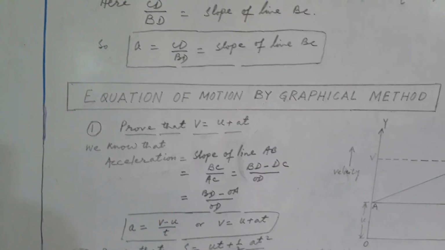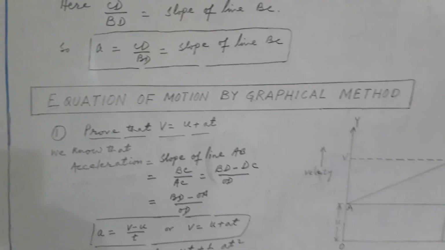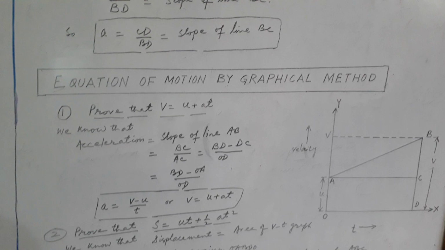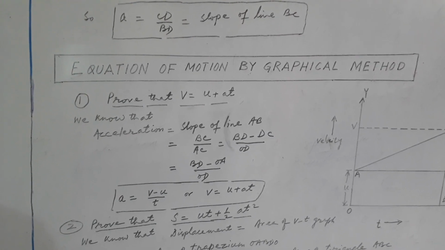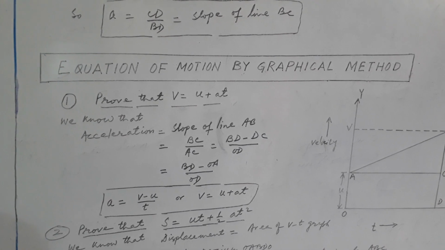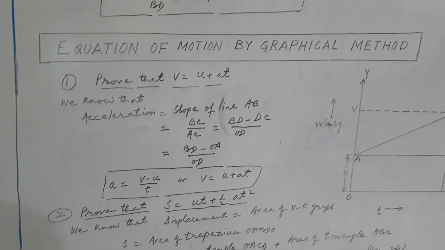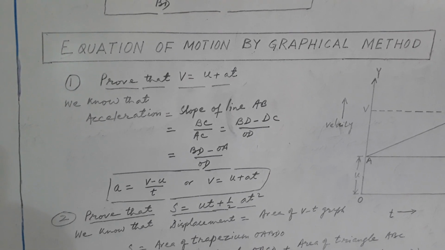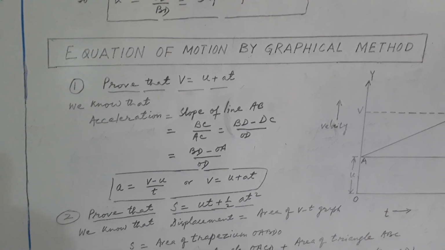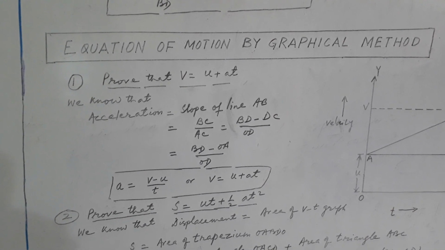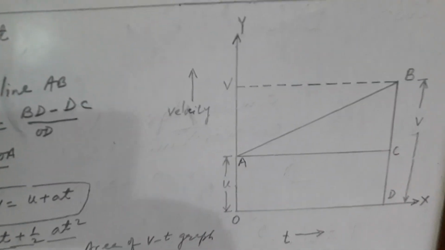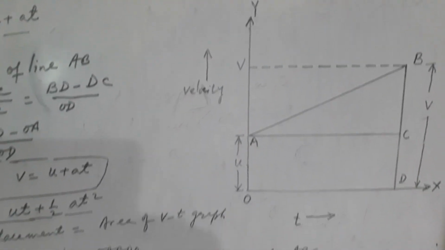Now, using the velocity time graph, we can derive the equations of motion by the graphical method. Now we are going to prove three equations of motion, starting from the first equation, that is v equals u plus at. Okay, so go through the graph very carefully.